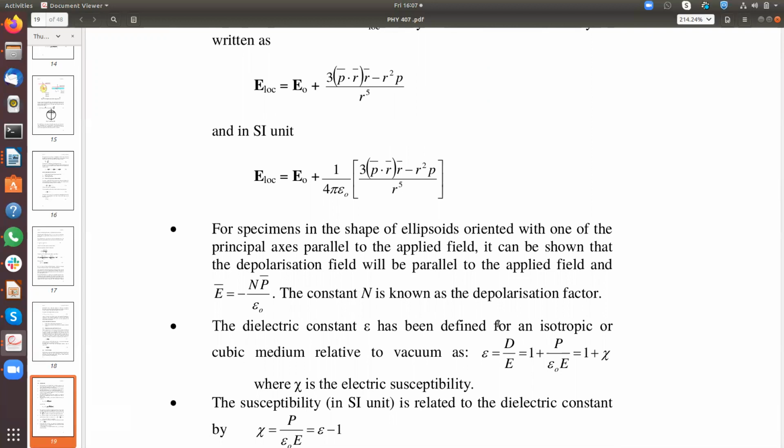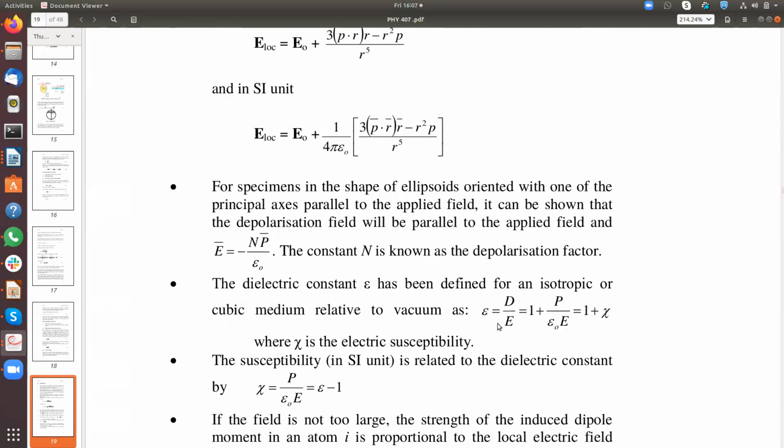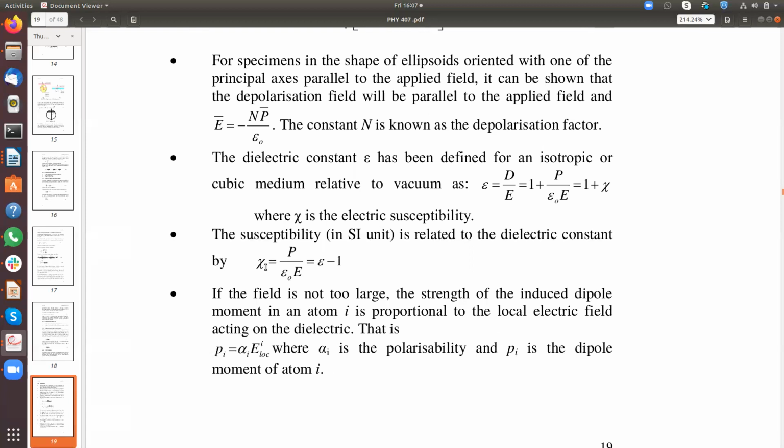So the dielectric constant epsilon has been defined for an isotropic or cubic medium relative to vacuum as epsilon equals D, which is the displacement of the electric field, and this can also be written as 1 plus P, which is polarization, all over epsilon naught E, which equals 1 plus psi. Psi is now the electric susceptibility. So this susceptibility is related to the dielectric constant by this expression. Susceptibility is equal to epsilon minus 1.